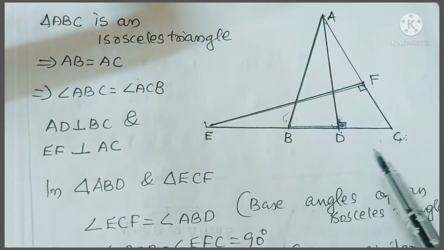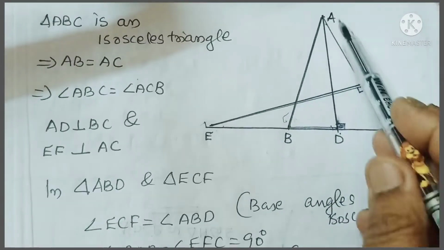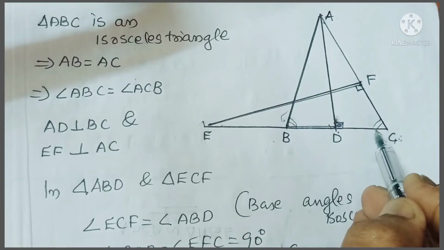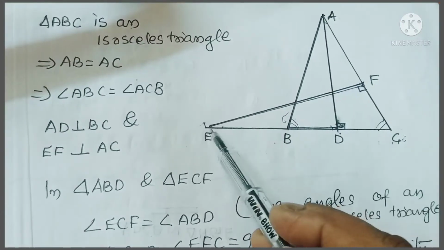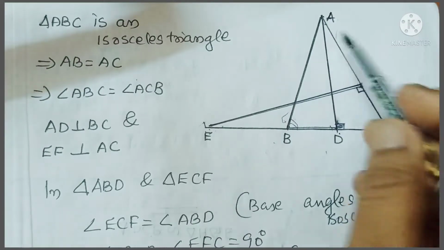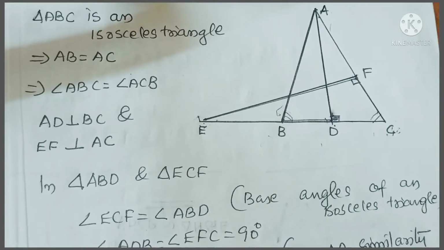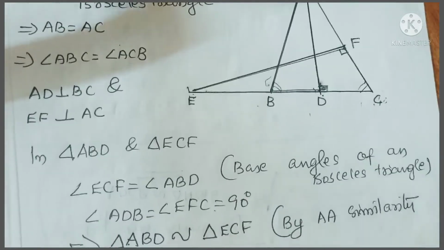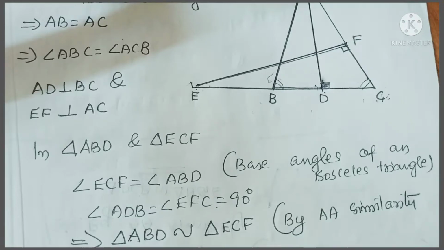Angle ECF and angle ABD, these two angles are equal. Angle B and angle C are equal. And one of the angles is 90 degrees, that is, angle EFC is 90 degrees and angle BDA is 90 degrees. So the two angles of these two triangles are equal. Hence, by AAA similarity, the two triangles are similar.